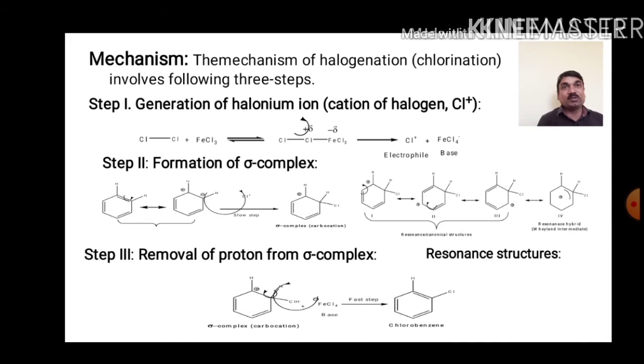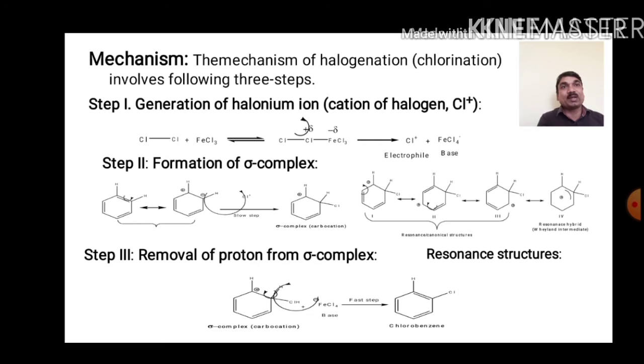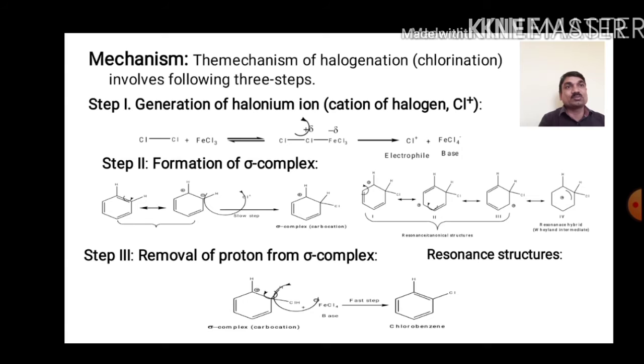Here the Cl2 molecule reacts with AlCl3, which acts as a Lewis acid, and it results in the generation of the electrophile Cl+ and the base AlCl4-. The second step, formation of sigma complex, is similar to that of nitration and sulfonation. It involves the attack of the electrophile on the benzene ring, resulting in the formation of a carbocation. Once this electrophile is formed, it attacks the benzene ring, and it is a slow step and the rate determining step. It results in the formation of the sigma complex.